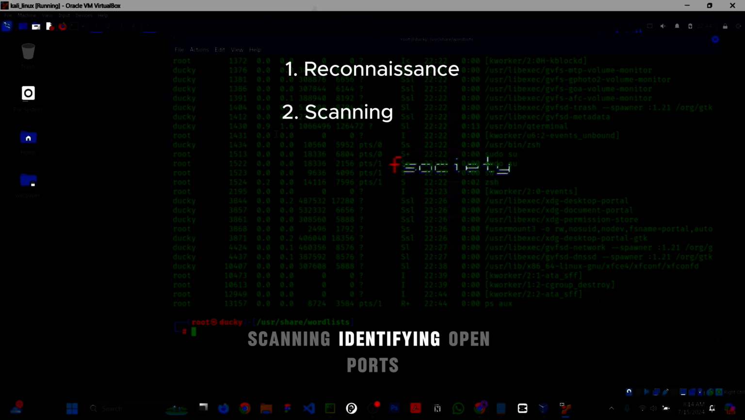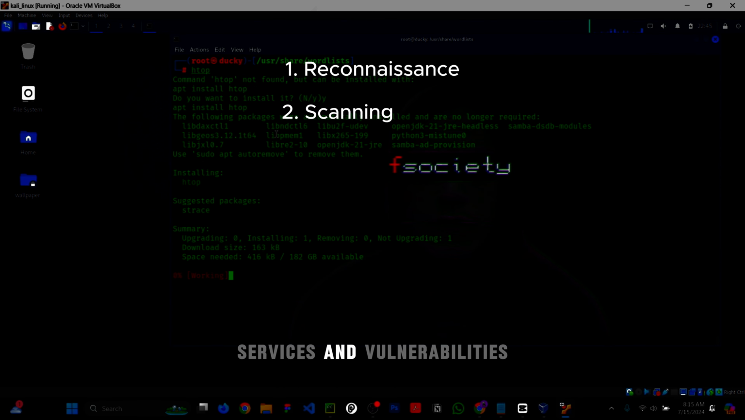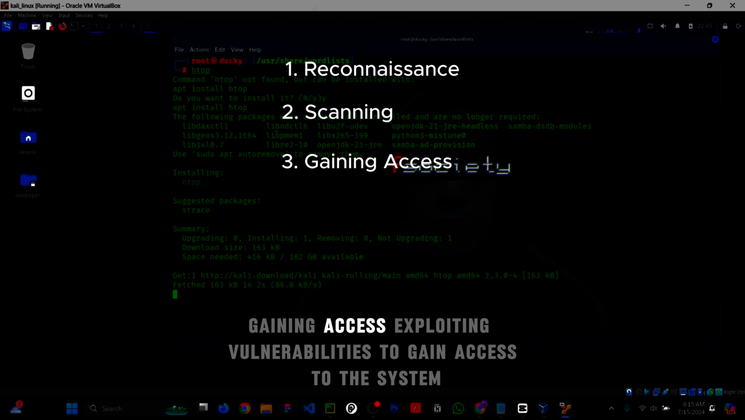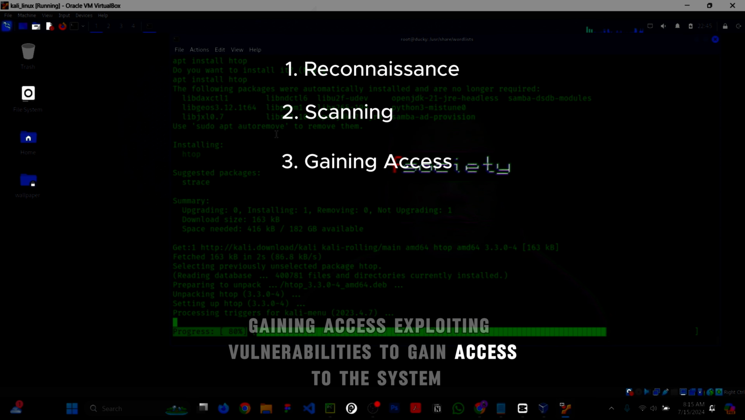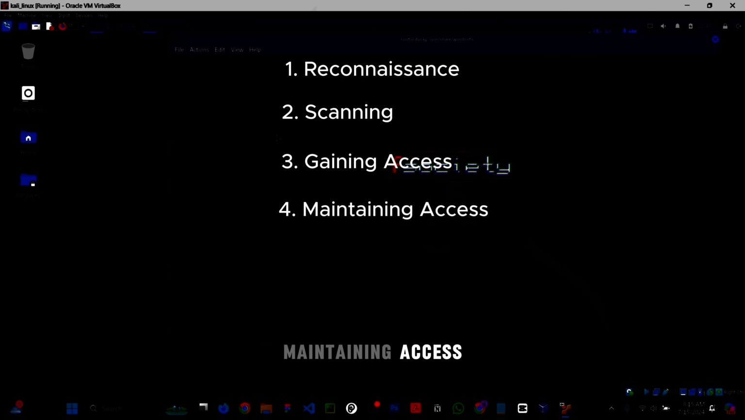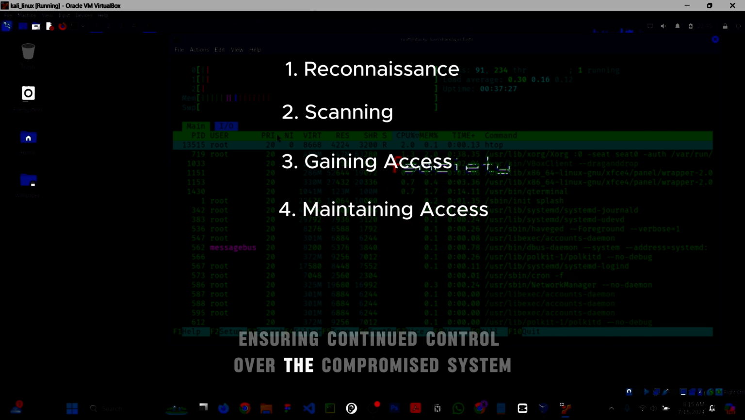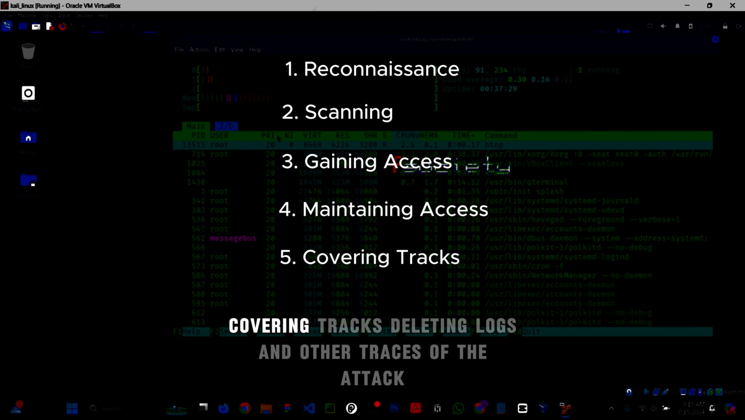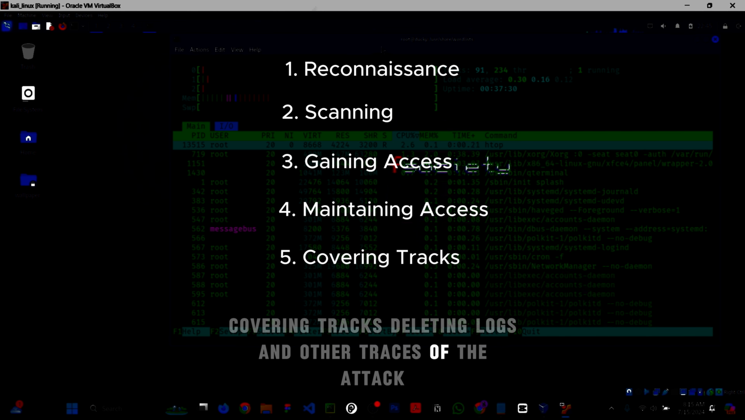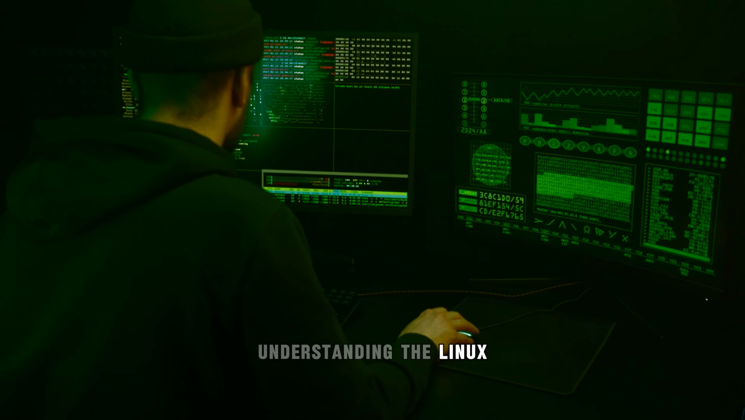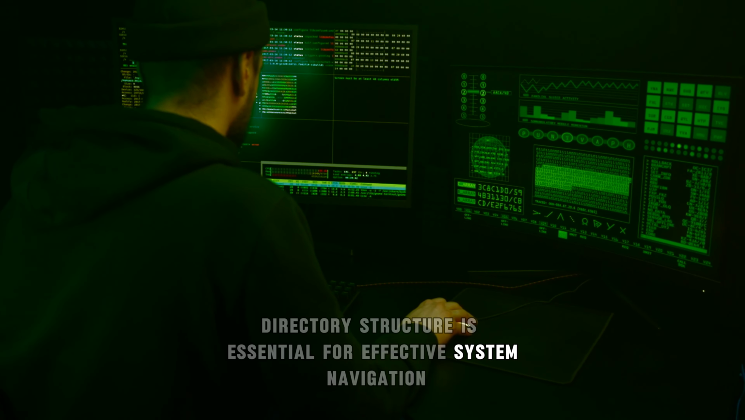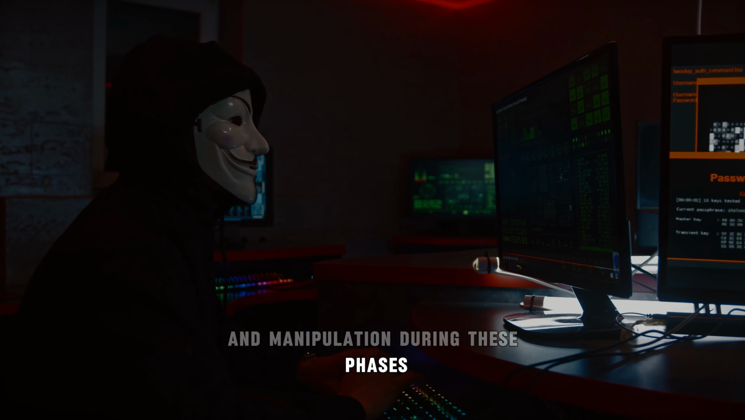Scanning, identifying open ports, services, and vulnerabilities. Gaining access, exploiting vulnerabilities to gain access to the system. Maintaining access, ensuring continued control over the compromised system. Covering tracks, deleting logs and other traces of the attack. Understanding the Linux directory structure is essential for effective system navigation and manipulation during these phases.